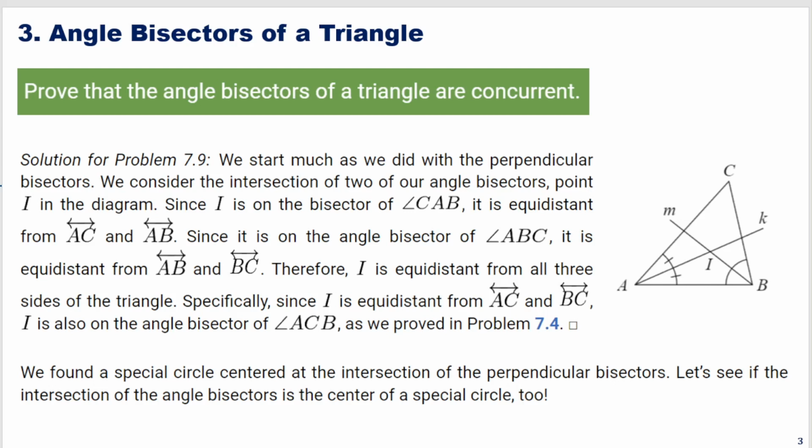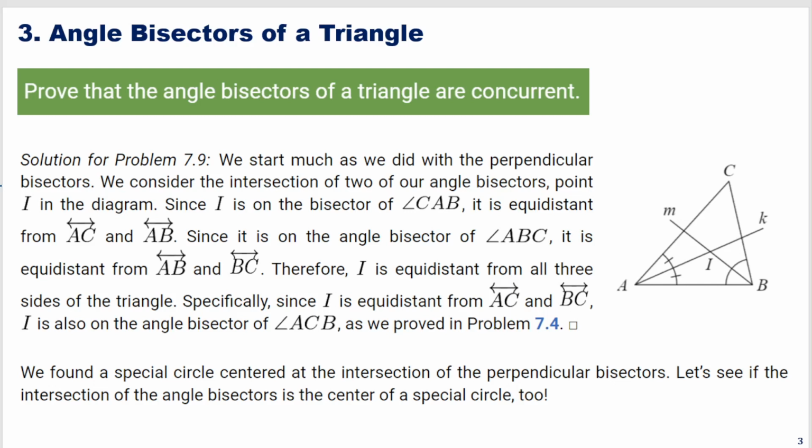Remember that? If it's on the angle bisector, then it's equidistant to each side of the angle. Since it's on the angle bisector of ABC, it's equidistant from line AB and line BC as well. Therefore, I is equidistant from all three sides of the triangle. Specifically, since I is equidistant from AC and BC, I is also on the angle bisector of ACB. Well, actually, we have proved this in our previous lesson as well.